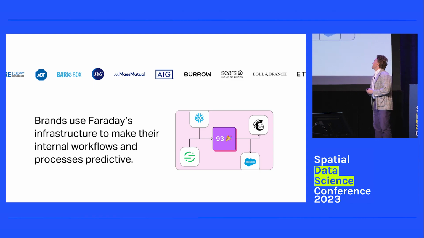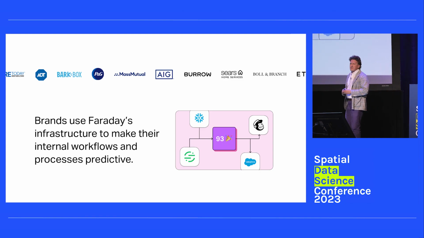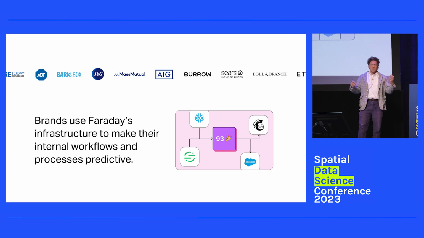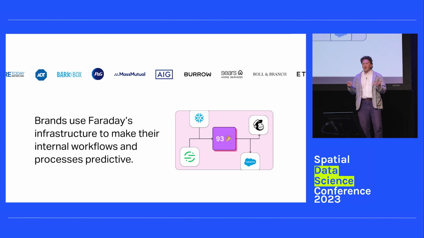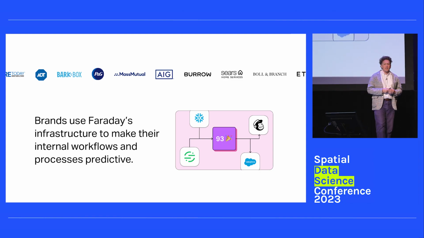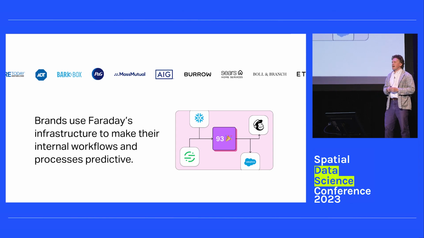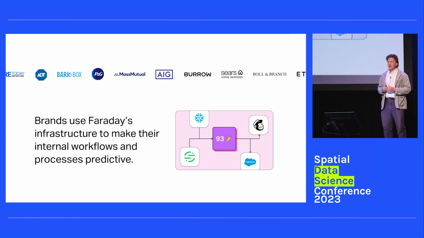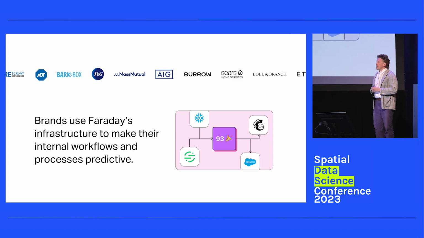So for example, Sears Home Services, they're the largest essentially broker of repair people coming to your house to fix your washer dryer, things like that. And they have a whole internal application built to prioritize and route jobs. And they've used our API to handle that through prediction as well.